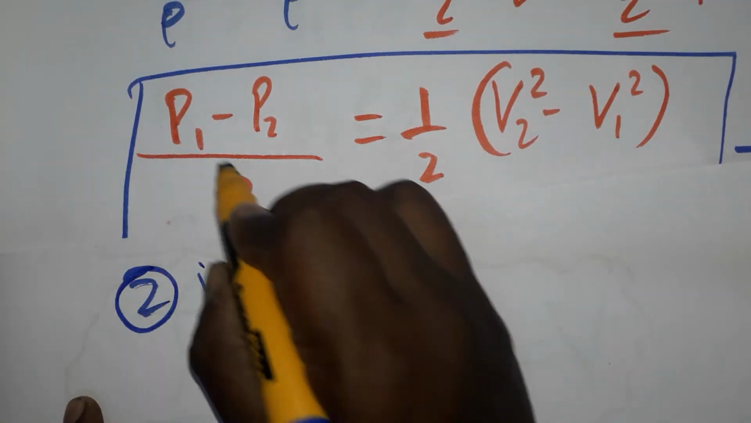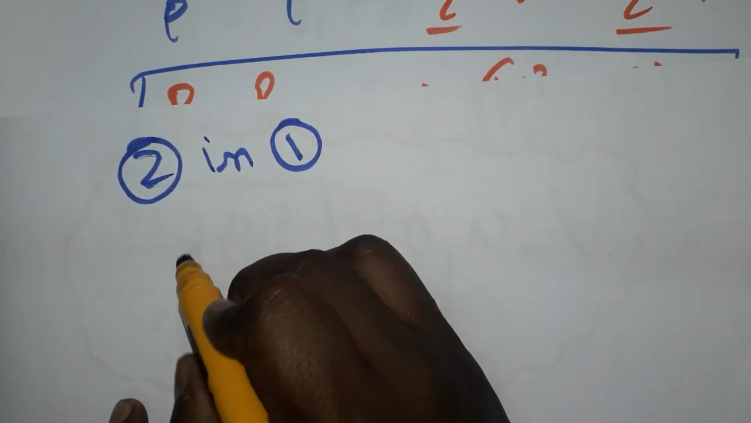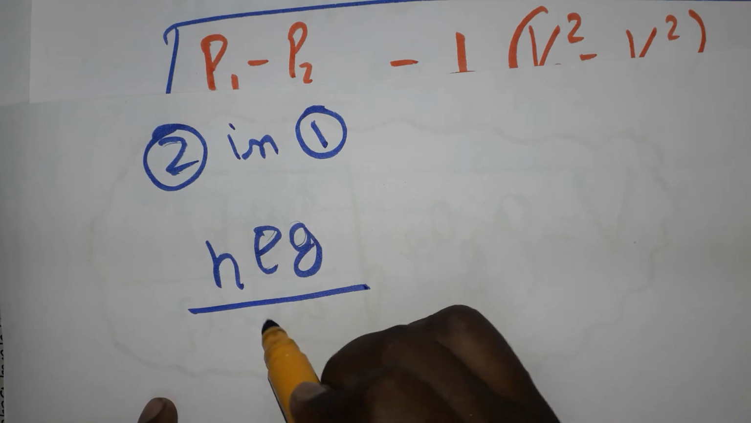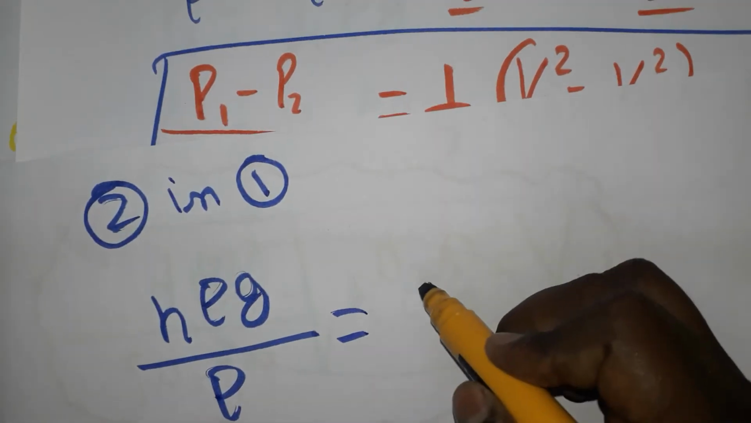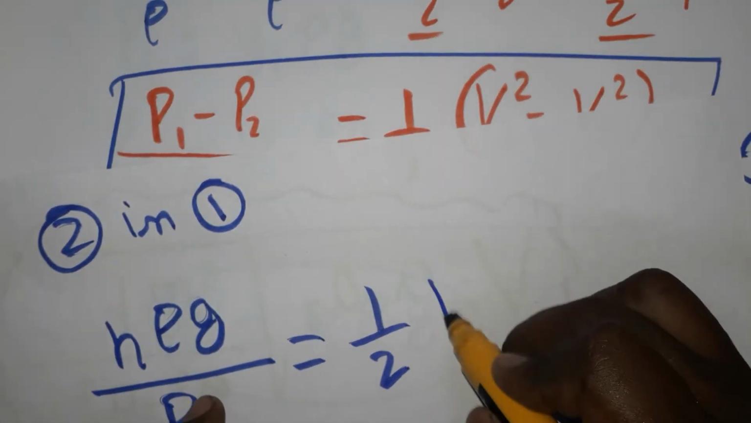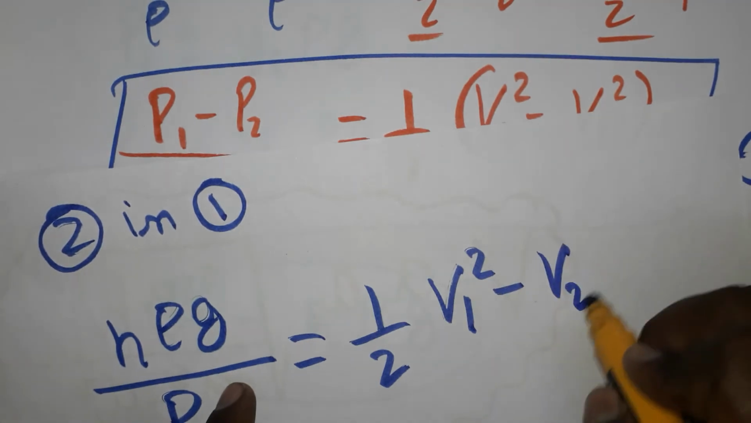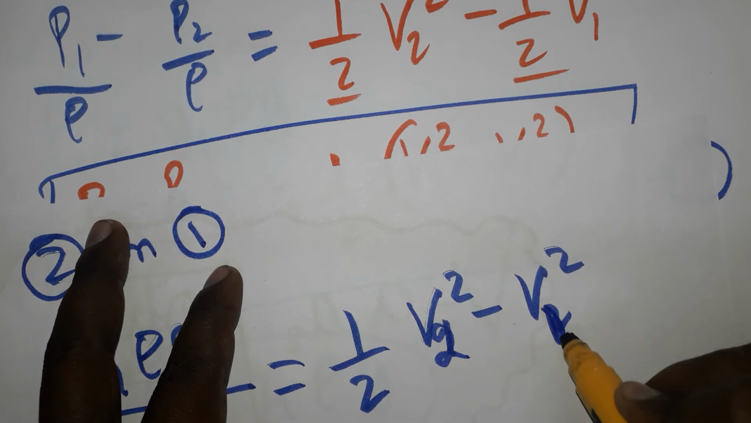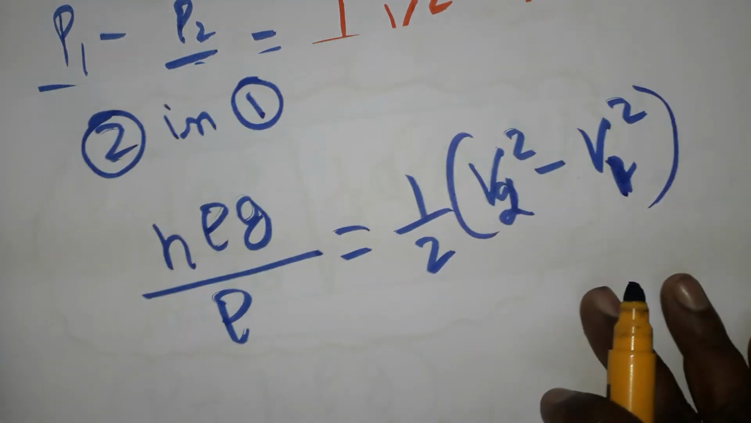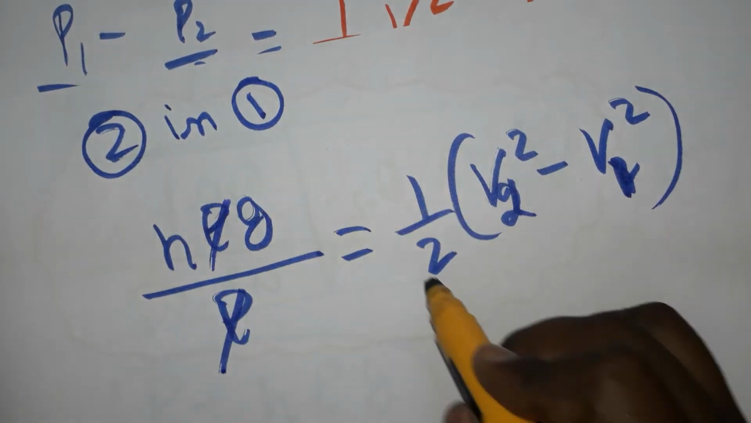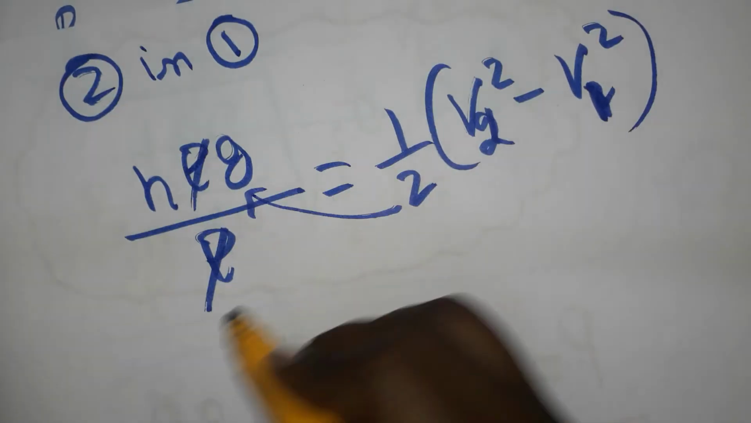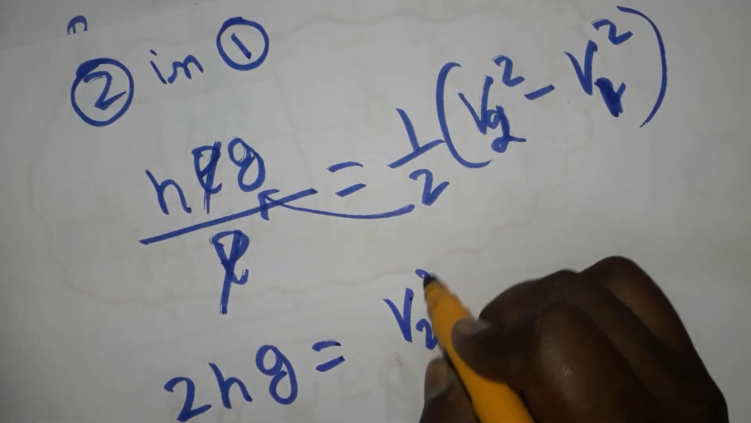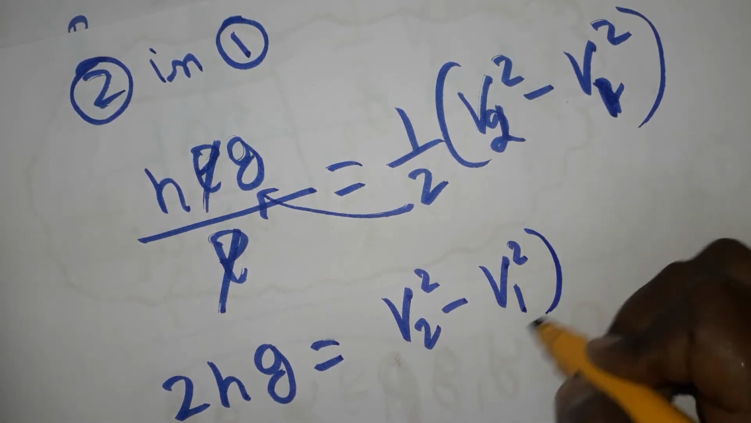Very simple. So we will get h rho g, where h is the difference between the two points, divided by rho, the density of the liquid, which is the same, equal to 1 by 2 (V2 square minus V1 square). The density will get cancelled and the 2 will go here. So 2 h g is equal to V2 square minus V1 square.